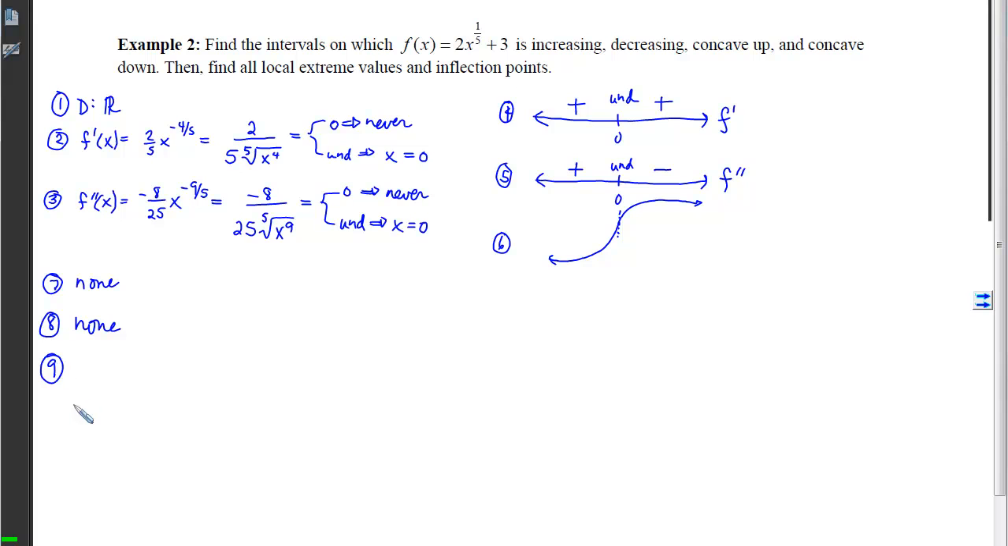With step 9, we now want to summarize everything. We want to talk about when f increases, when f decreases, and when f is concave up and concave down, and then any extrema. So we can write that f increases on the entire real number line because f prime is greater than or equal to 0 for all x's not equal to 0. We can say f never decreases.